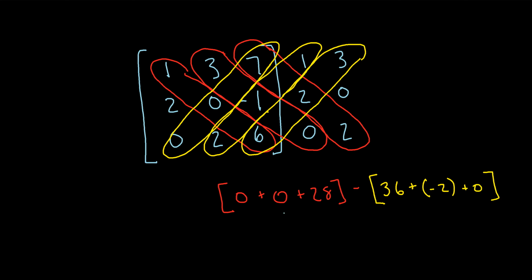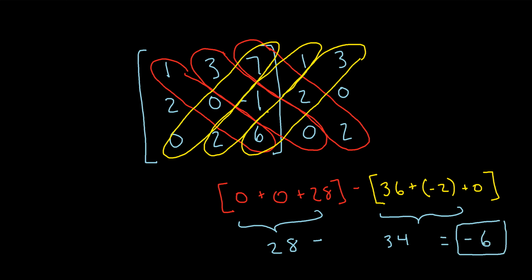So simplifying, 0 plus 0 plus 28, this whole thing is just 28. Then we have minus 36 plus a -2, that's 34, plus 0 is still 34. So this whole thing becomes 34. So 28 minus 34 is -6. So the determinant of this particular 3x3 matrix is -6.